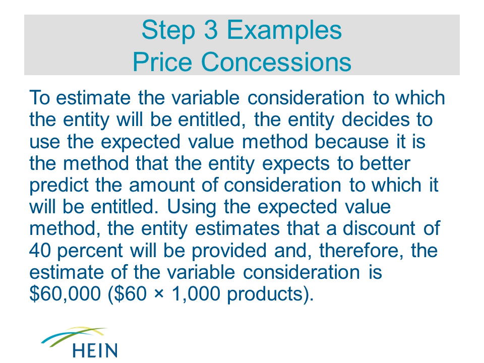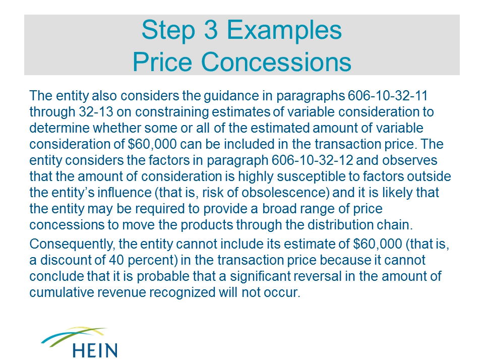So to estimate the variable consideration in this case, the entity again uses the expected value method, and the entity estimates that a discount of 40% will be provided, and therefore the estimate of the variable consideration is $60,000. And that 40% is basically a factor of the 20 to 60% of the entity's historical experience with this product. Then we get into the constraining estimates of variable consideration on the next slide to determine whether some or all of the $60,000 can be included in the transaction price.